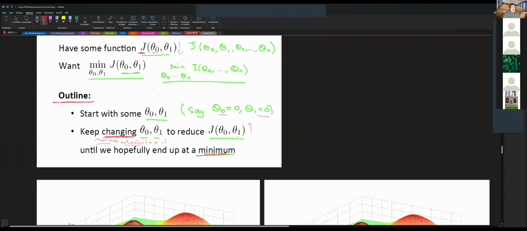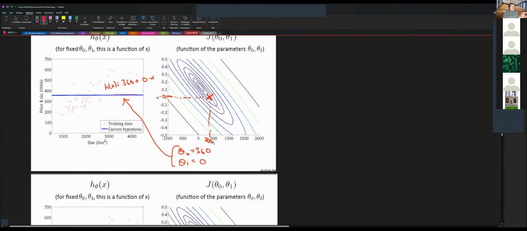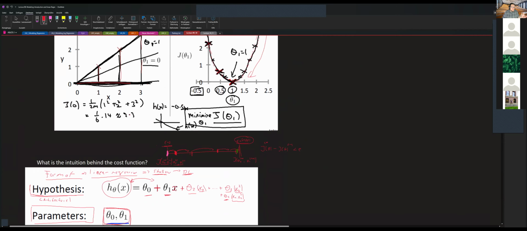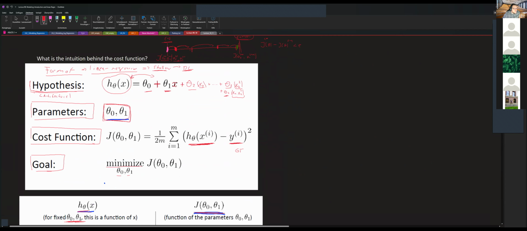So the only thing we need to learn for the models is what the form of the hypothesis looks like. This is obviously important. The parameters come from the hypothesis, we decide this. And then, what does the cost function look like? The goal is always the same.